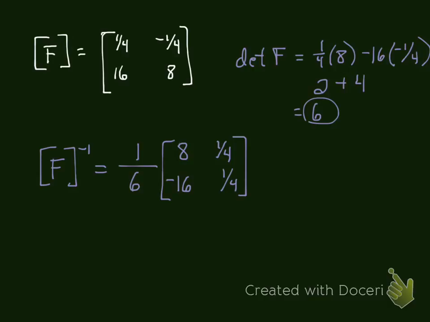Now we're ready to actually divide everything by 6. So 8 divided by 6, simplify the fraction, becomes 4/3. 1 over 4 and 1 over 6 becomes 1 over 24. 16 divided by 6 becomes a negative 8/3. And the 1/6 and 1/4 becomes again 1 over 24.